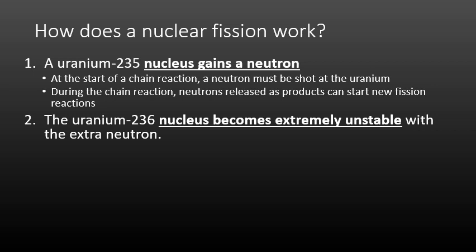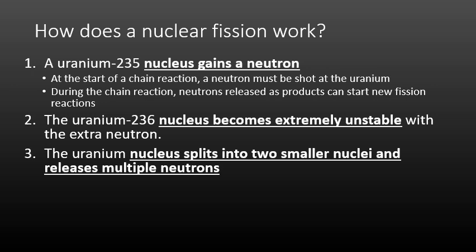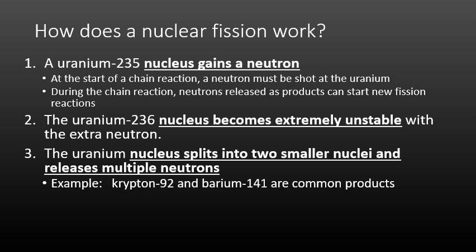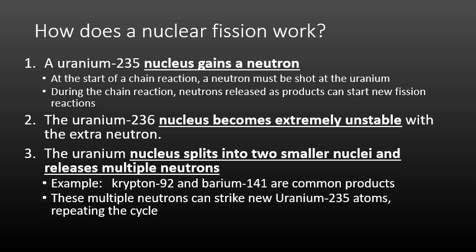The uranium-236 nucleus becomes extremely unstable with that extra neutron. It's messing up the ratio of neutrons to protons, which makes elements stable. And then it splits into 2 small nuclei and releases multiple neutrons. So, for example, krypton-92 and barium-141 are common products, but they're not the only ones. I don't want you to think that's the case, but we just talked about them a lot. And multiple neutrons that get made can strike new uranium-235 atoms. So we go from here back up to here.